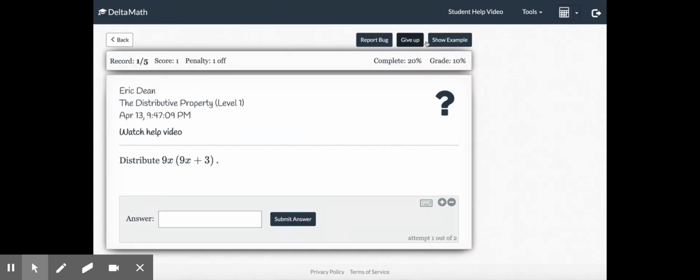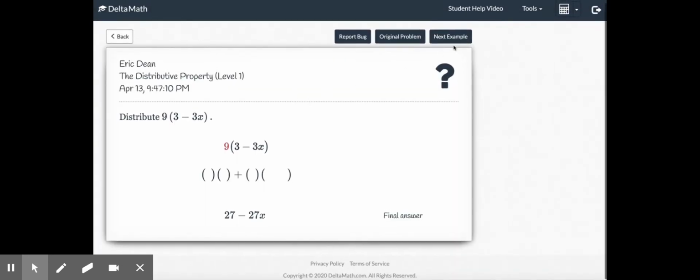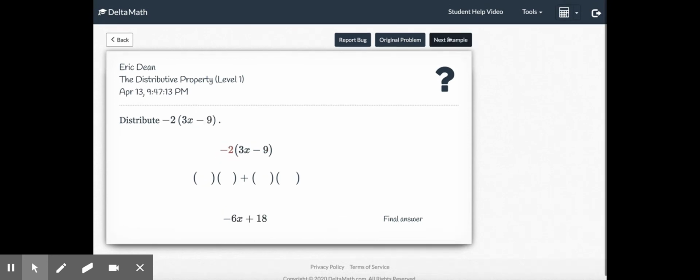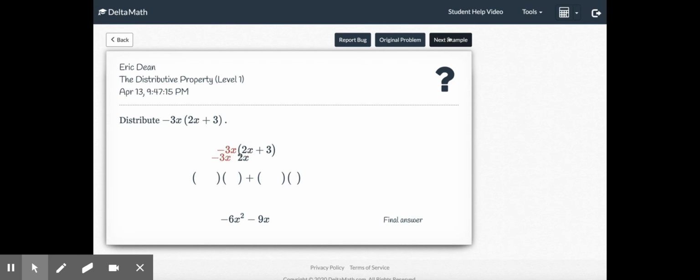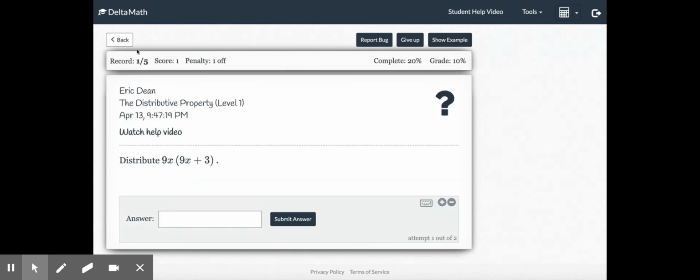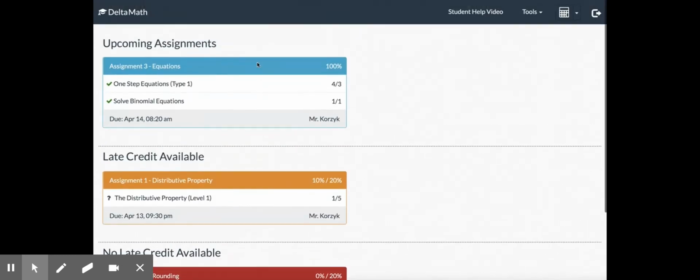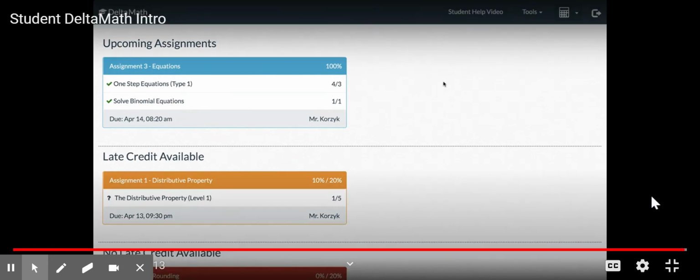Now you can always press Show Example to see an example of the distributive property. Next example shows you another example. Next example. When you're ready to go back and solve your original problem, you just click Original Problem. So if you press back, you see an overview of all your assignments. That is your introduction to DeltaMath from the student perspective.